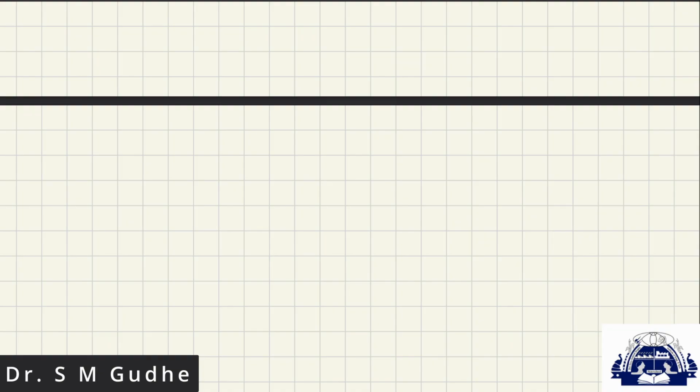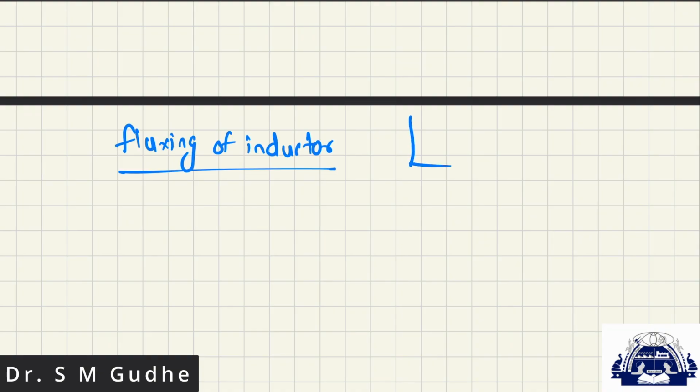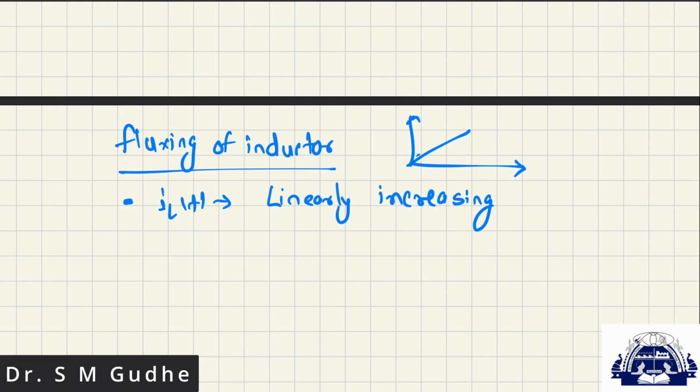Second, we will go for the fluxing of inductor. Suppose we are assuming that inductor is getting linearly fluxed. For linear fluxing, current should be linear. So first, IL of t is linearly increasing. So what about IL of infinite? अगर increasing हो जाए तो at certain duration core will get saturated. So we will get some constant value which will be the peak value.